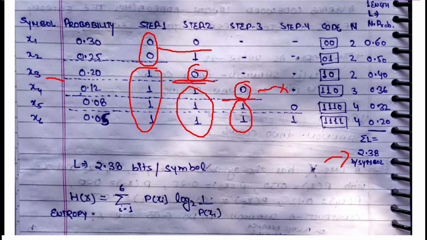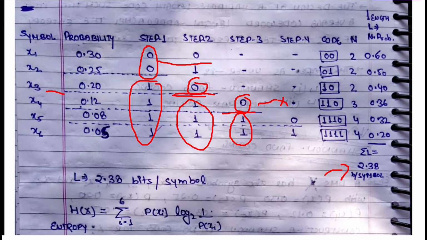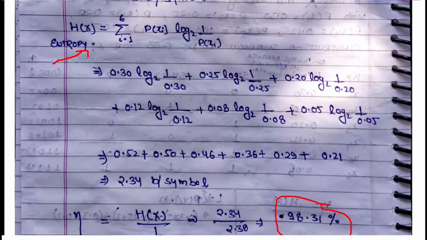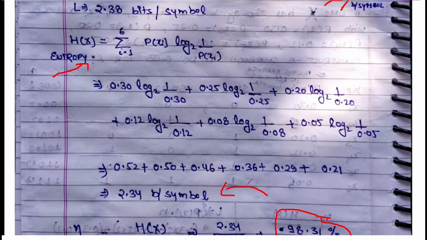Entropy of any source we can find out. We have the number of symbols and their probability, so entropy we can use this formula. This also we have covered many times before. So finally you are going to get this entropy 2.34, right?